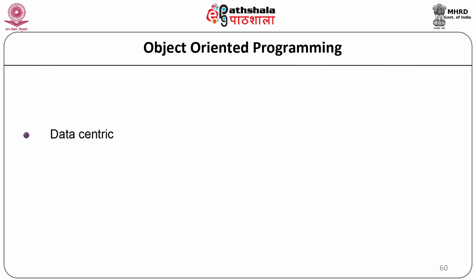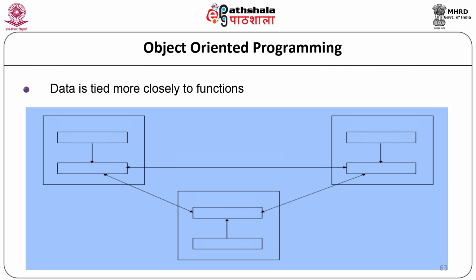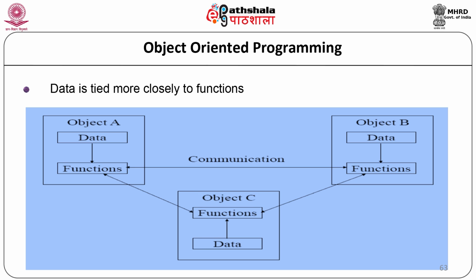In object-oriented programming, the application programs are organized, designed and written around the data, making object-oriented programming data-centric. More emphasis is laid on data rather than on procedures or algorithms. A module in the object-oriented programming paradigm is made to be a collection of classes and objects rather than dividing the entire program into many subprograms or functions. The data of an object can be accessed only by the functions associated with that object. However, functions of one object can access the functions of other objects.